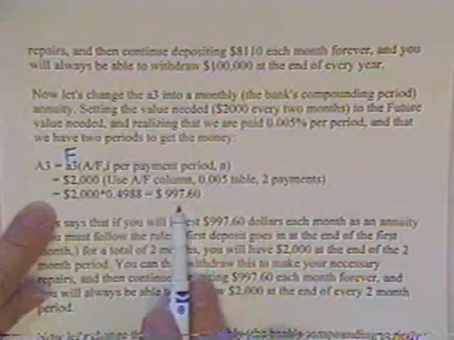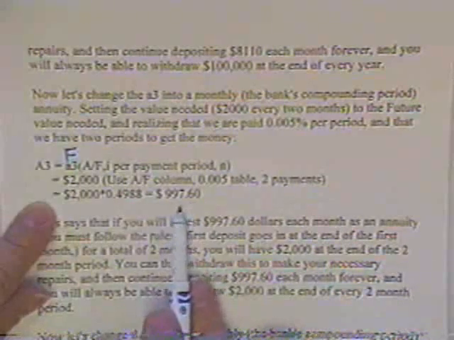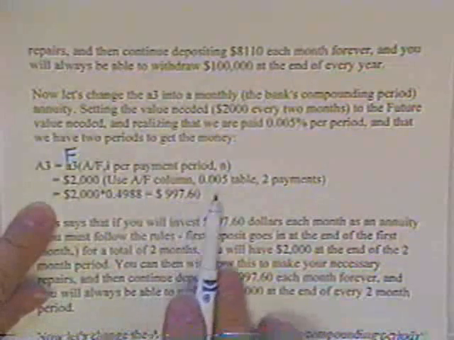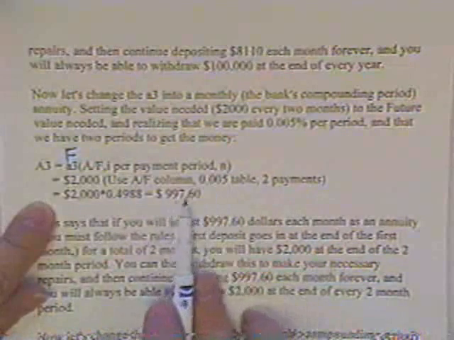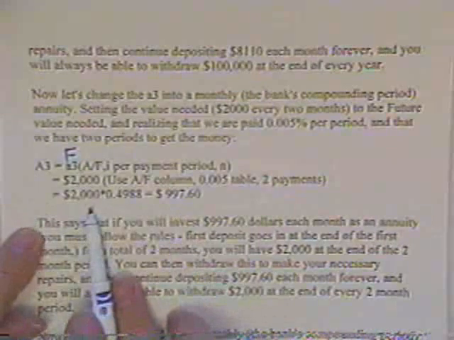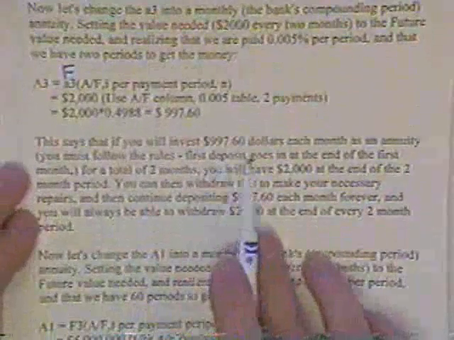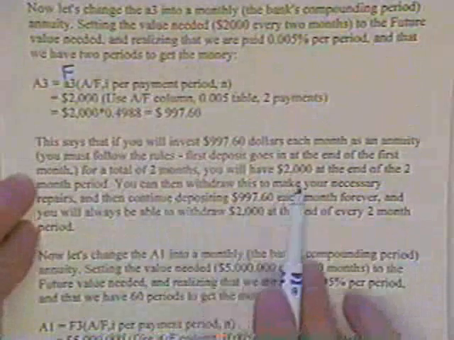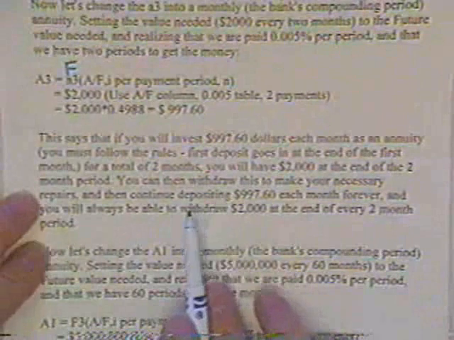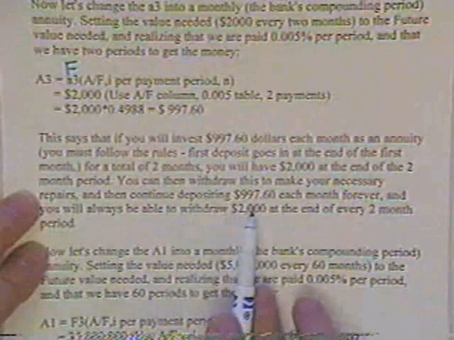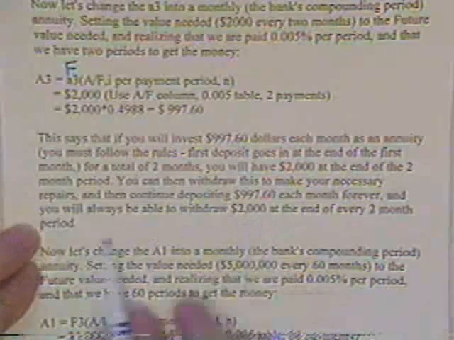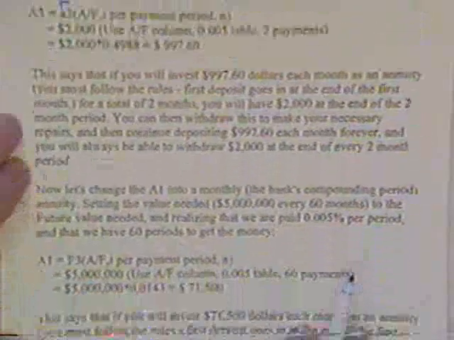You could easily check this. You would add $997.60 times one, or times, well, you'd have to raise it to the 12th power, wouldn't you? Not real easy. But anyway, you do that and you'll find that you'll have the $2,000 necessary. That means if you invest $997 each month, you'll have $2,000 at the end of the second month period. You can withdraw that $2,000. Of course, the next month you'll be depositing another $997 forever and forever and forever. And therefore, you'll always be able to withdraw the $2,000 at the end of every two-month period.